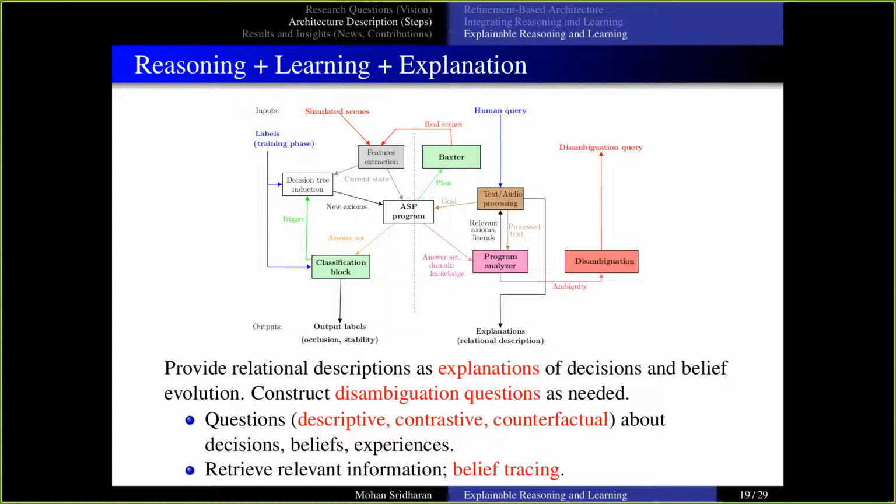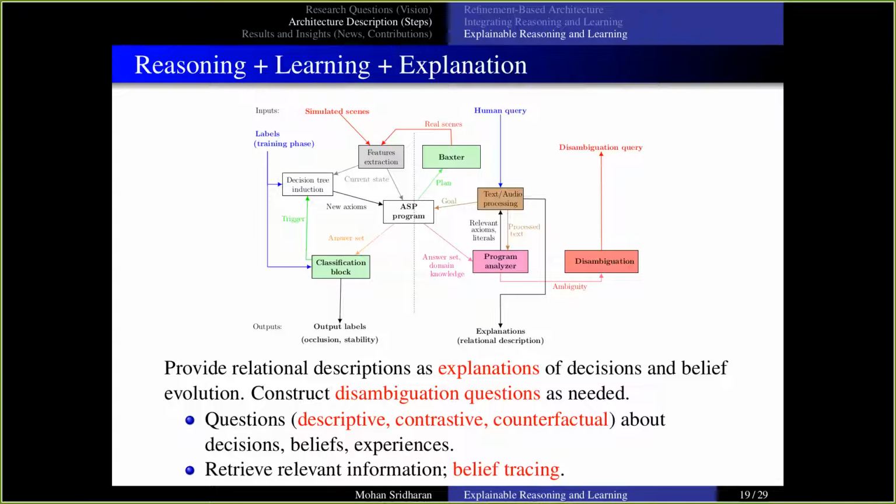Okay. So this is just a high-level overview. What we are doing essentially here is providing relational descriptions. We are able to construct answers to different kinds of questions that are descriptive, contrastive, or counterfactual. And we're able to talk about decisions, beliefs, and explanations. And the key thing here, once again, is it's able to automatically extract the relevant information from your knowledge base on the fly to provide the answers.